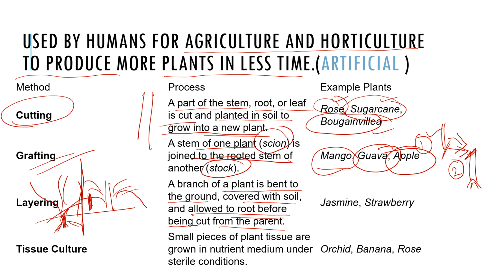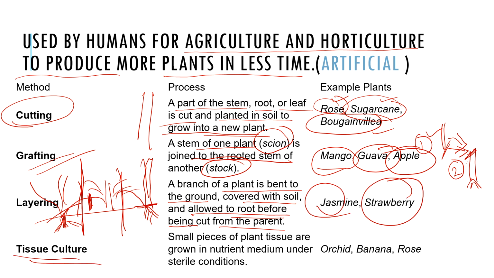Now this branch is again covered with soil and we wait till the roots of this stem grow, and after some time this part is cut so that this will again grow into an individual plant. So this is how layering is done. This process is done in jasmine and strawberry plant.